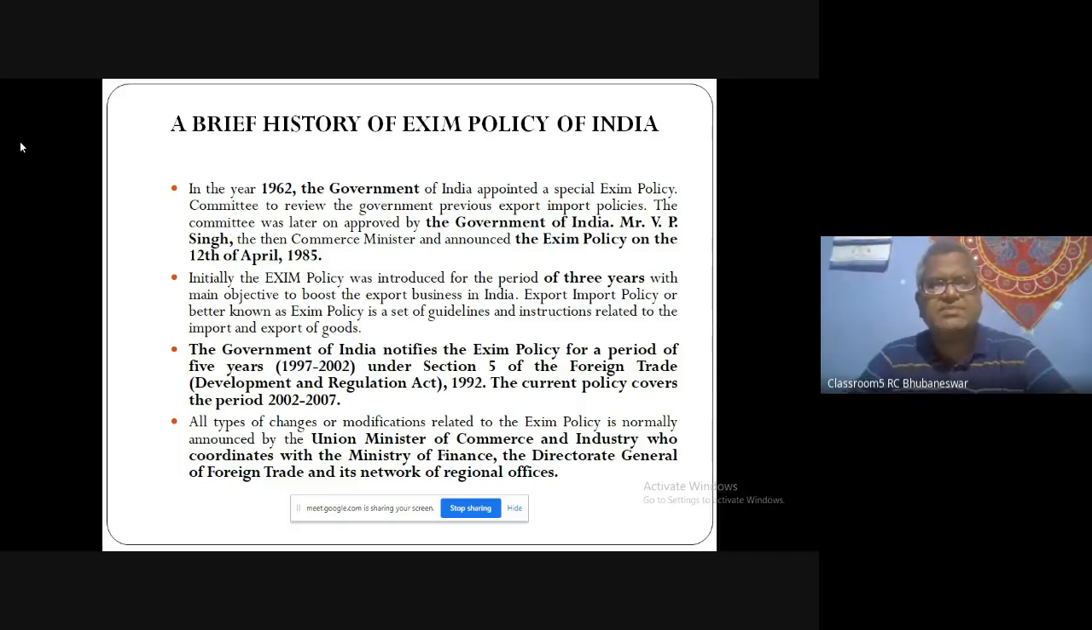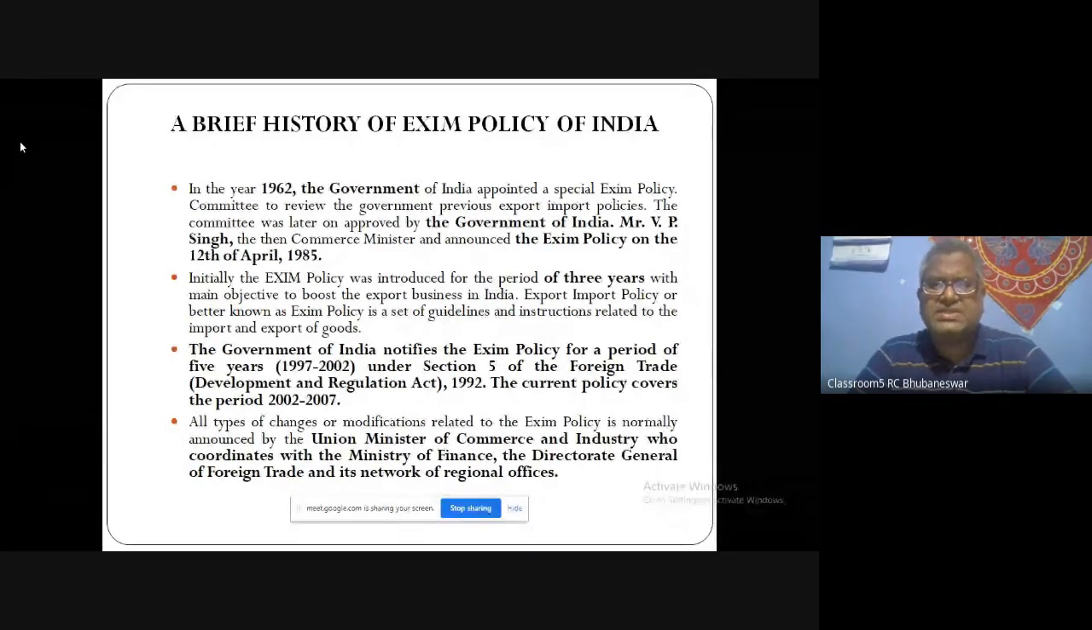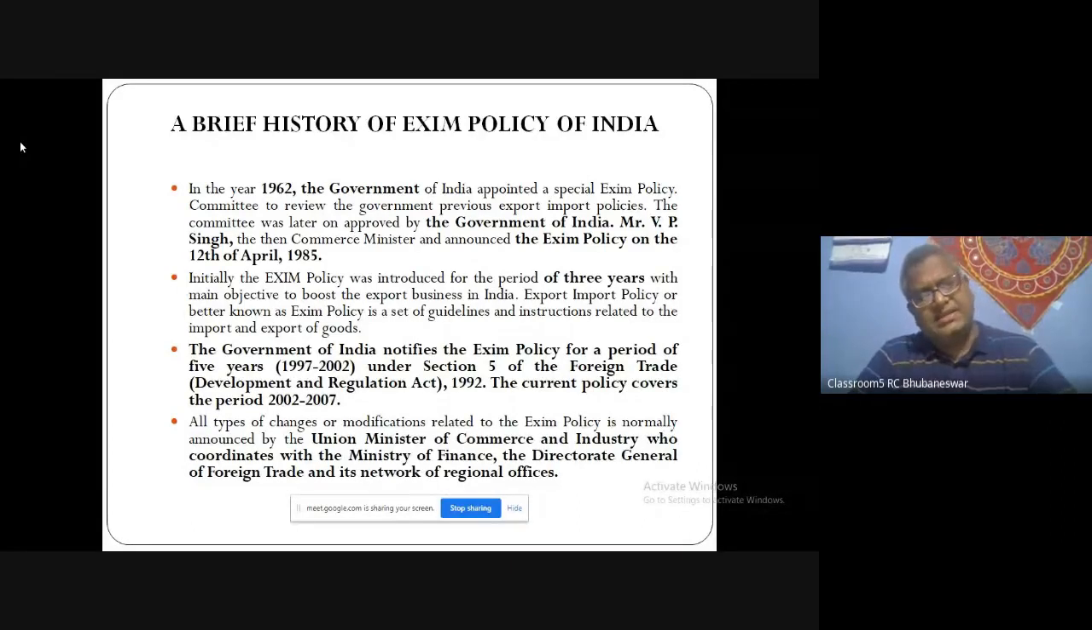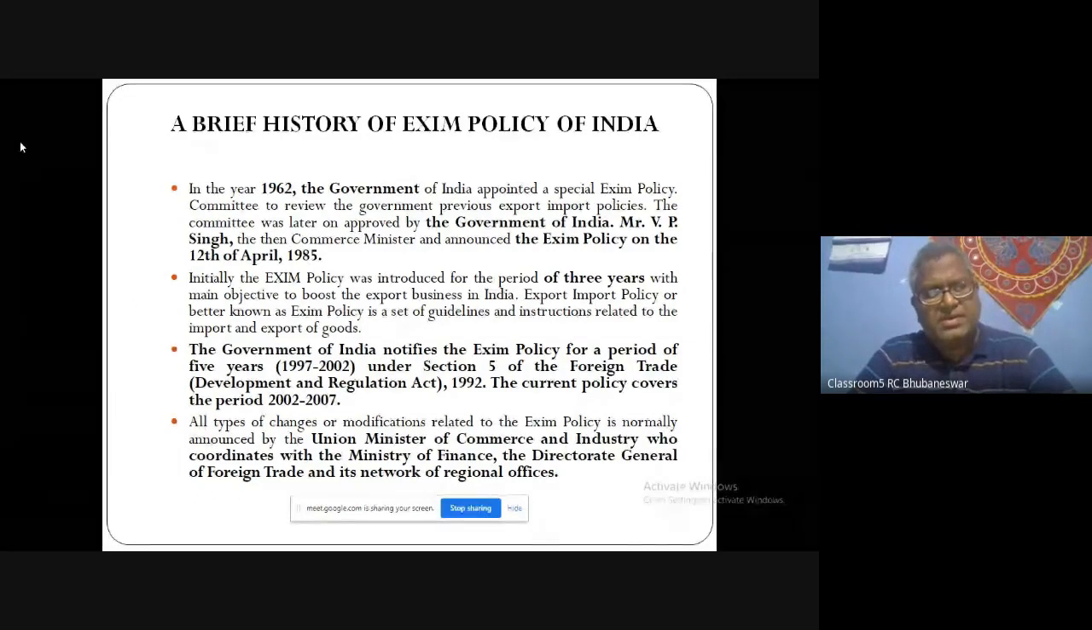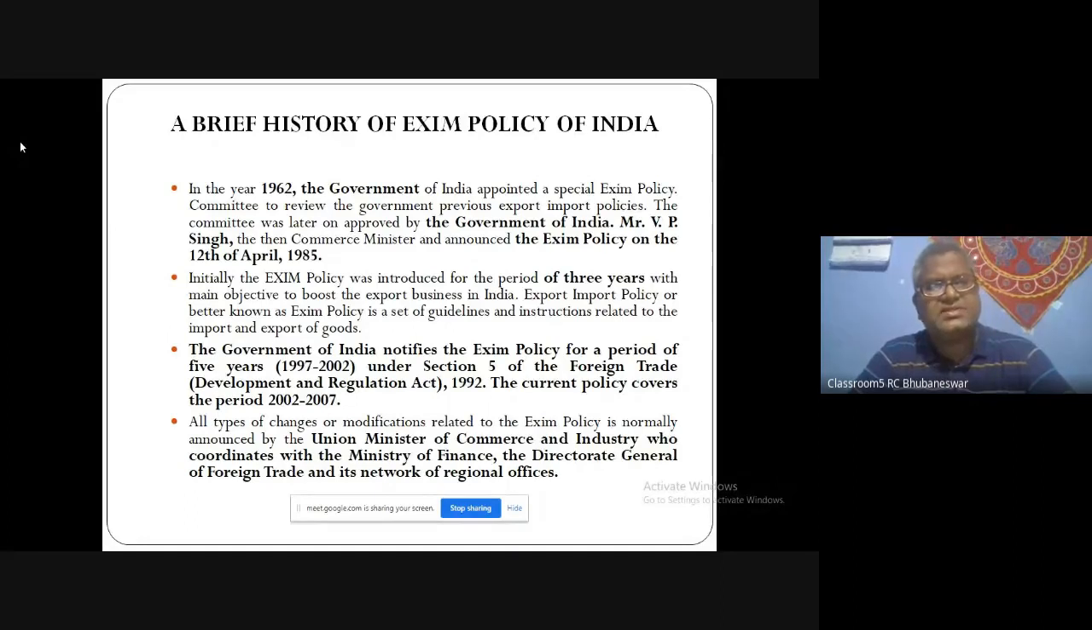My dear student, this EXIM policy was first introduced in the year 1962, as a historical background, under the approval of the Commerce Ministry. The first EXIM policy announcement was in 1985. This policy was initially for 3 years, and they set the guidelines related to import and export. After that, another policy came up for a period of 5 years, from 1997 to 2002. Between 85 and 1997, there is a huge gap in the reforming of the EXIM policy.